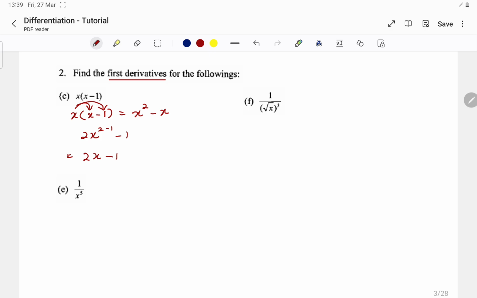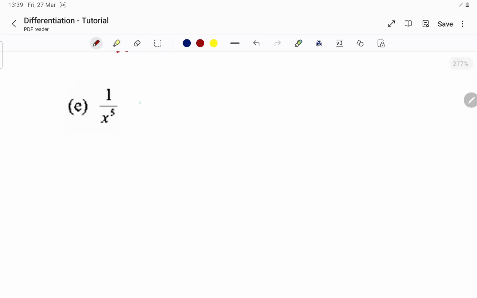Now we proceed to question E, where we have 1 over x to the power of 5. When you want to solve any fraction where x is at the denominator, it is easier for you to change it to index form first. Which 1 over x to the power of 5, we actually can use 1 over x to the power of m. Remember when we learned this during first week? So we actually can change to x to the power of negative m, correct? Also the same, so we change to x to the power of negative 5. Then we have to differentiate x to the power of negative 5 using the power rule.